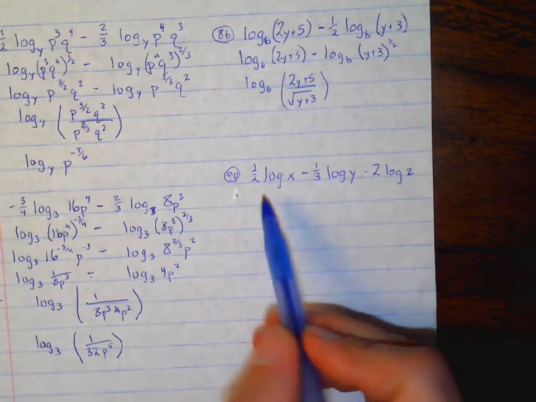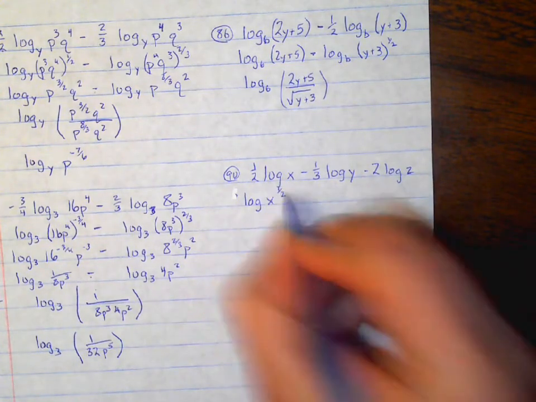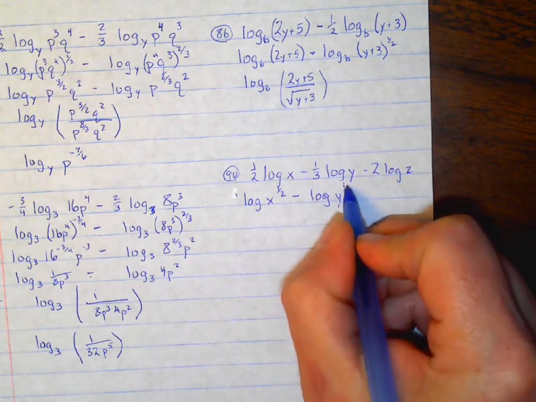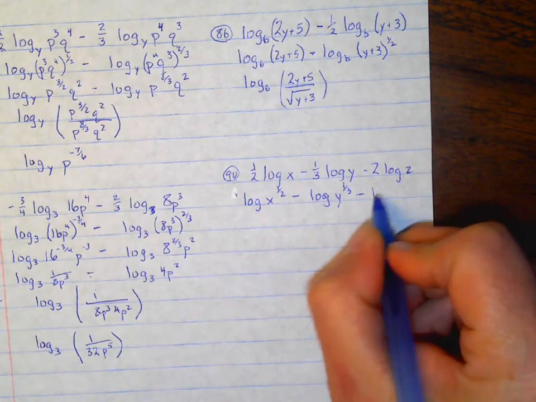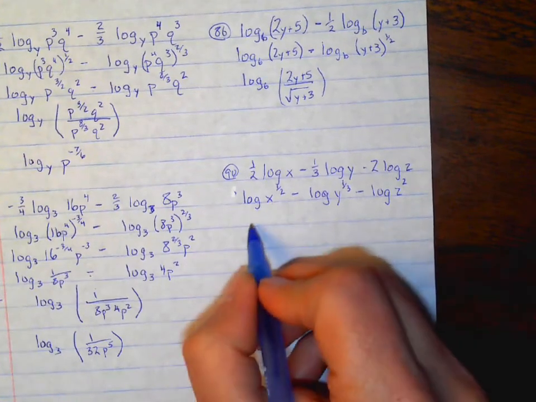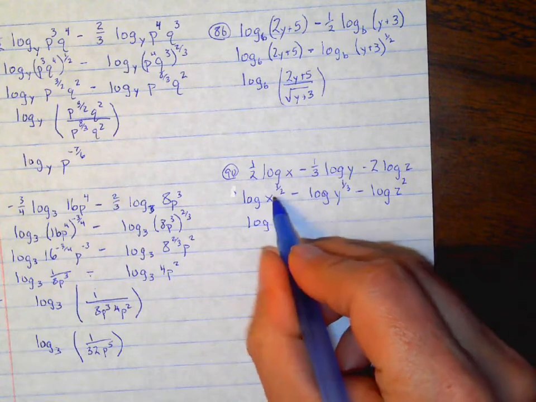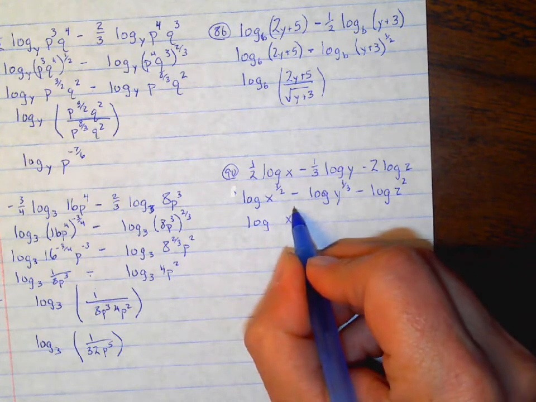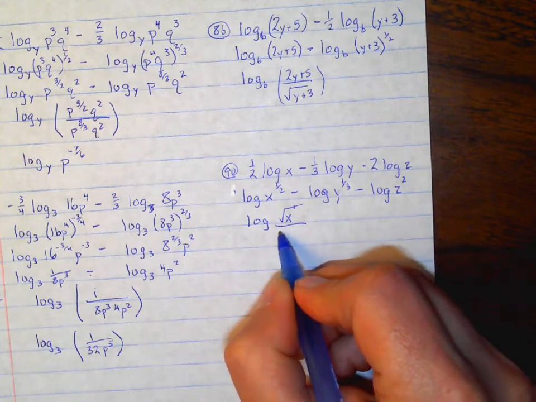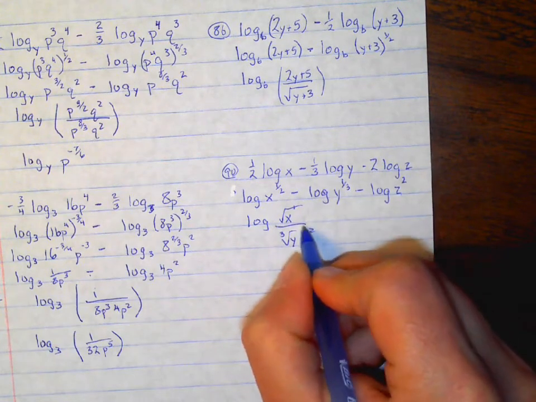Number 90, we can use the power rule here. So this would be log of x to the 1/2 minus log of y to the 1/3 minus log of z to the 2nd. Okay, so using the quotient rule, base 10 doesn't really matter here, but we'd have x to the 1/2 on the top. I'm just going to write that as square root. Okay, it's minus, so this is division, go 1/3 on the bottom, and also minus, so that goes to the bottom as well.